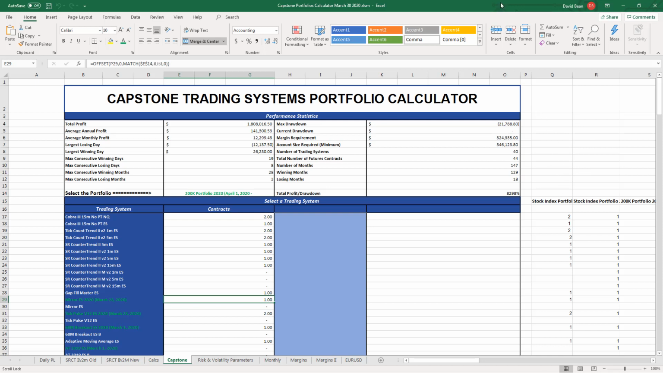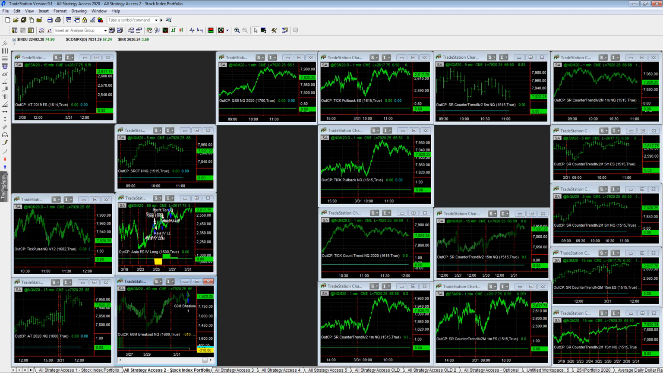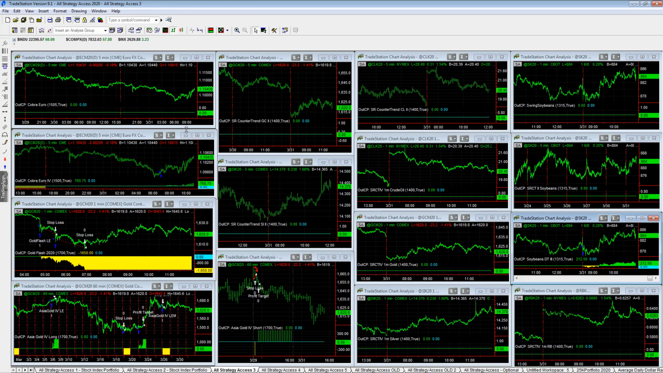So first of all, we want to take a look at some of the trades on the day, some of the charts we've traded. Adaptive moving average was up 3,400 yesterday, down 1,900 today. Only trade in this chart. 60-minute breakout, minus 335, only trade so far in this workspace. And Cobra Euro 4, plus 768.75. It had a losing streak, nice bounce back there.